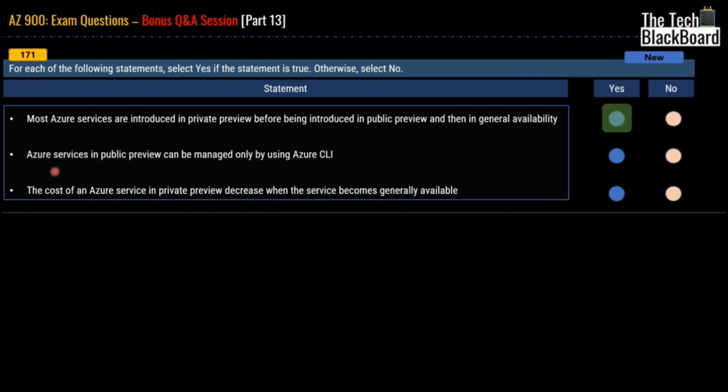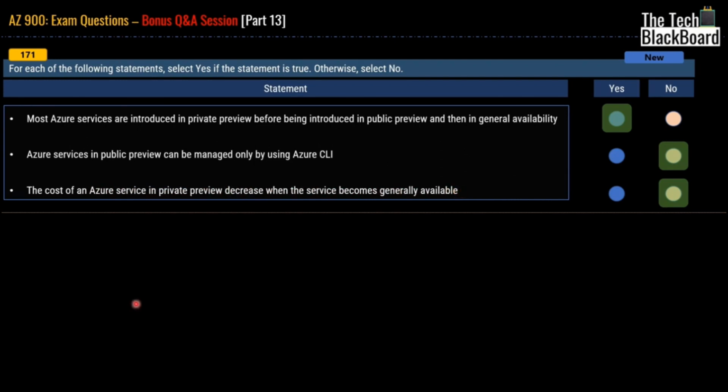Moving on with the second statement, we have: Azure services in public preview can be managed only by using Azure CLI. The correct answer for this statement is no. You can manage Azure services in public preview not only using Azure CLI, there are a lot of other options as well. For example, Azure Portal, PowerShell, API, and many more. Thus, the correct answer is no. Then the third statement says the cost of an Azure service in private preview decreases when the service becomes generally available. The correct answer for this statement is no. So this statement is wrong because the cost of an Azure service does not decrease when it comes to general availability.